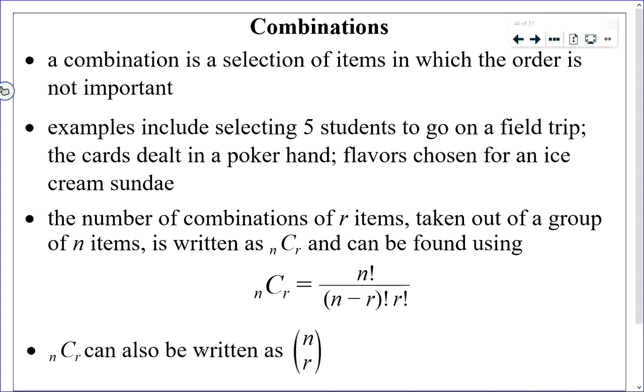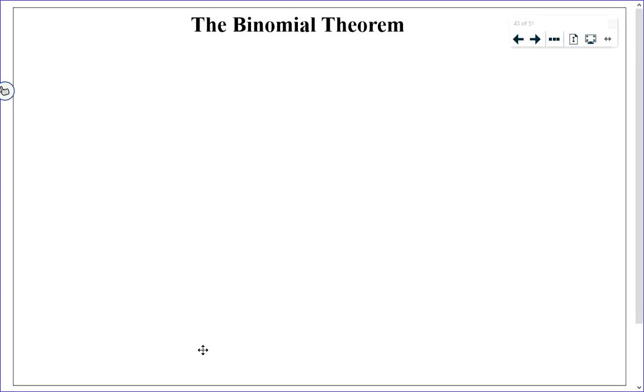NCR can also be written with tall brackets and the 2 numbers stacked with N on the top and R on the bottom. So if you ever see something like this, what that means is you're choosing the bottom number out of the top number. That takes us to the binomial theorem, which is the final topic.